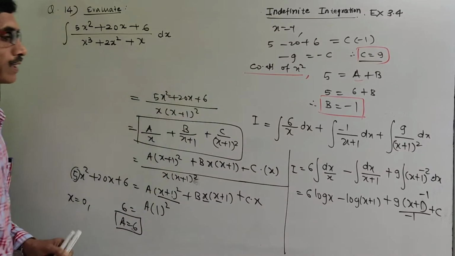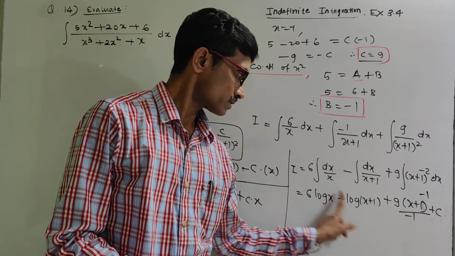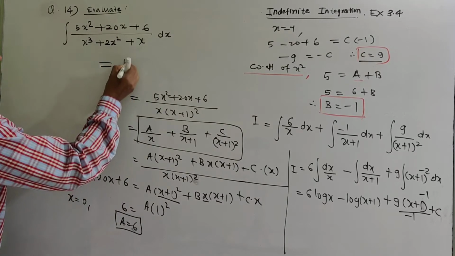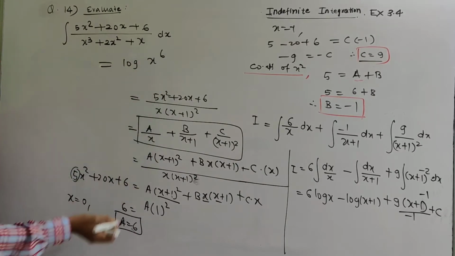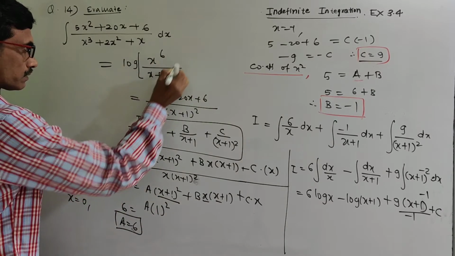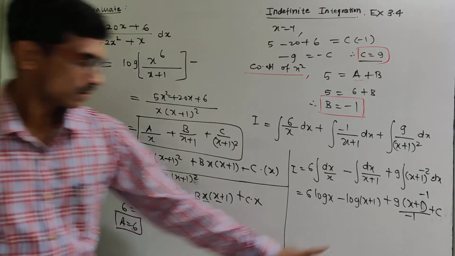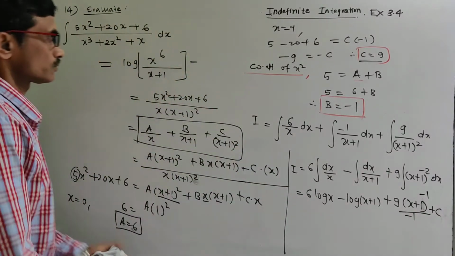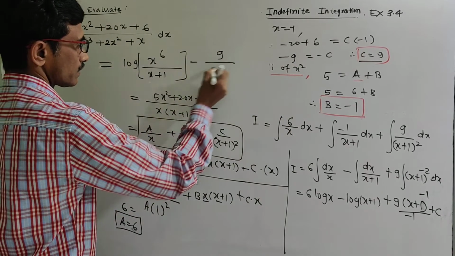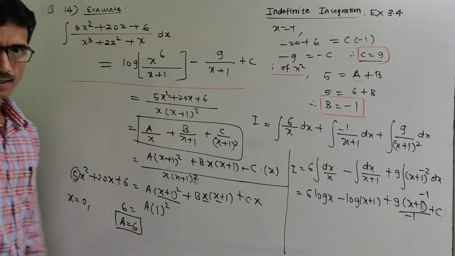ये आंसर हम इस फॉर्म में रख सकते हैं. 6 log of x minus log of x plus 1, that is log of x raised to power 6 upon x plus 1, minus 9 upon x plus 1 plus c constant. This will be the answer.